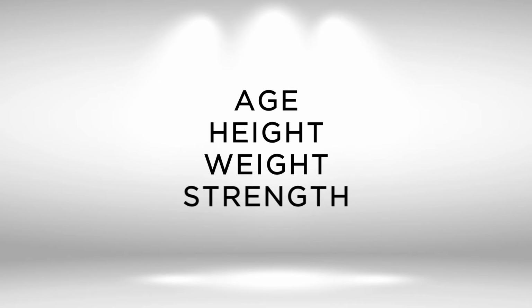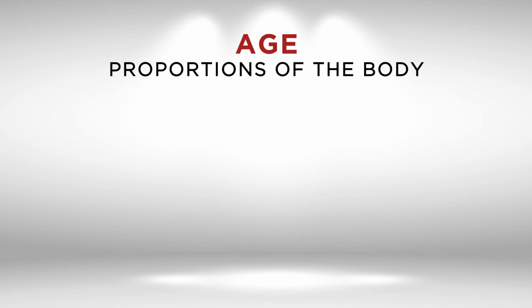Body types can be determined by four easily recognizable elements: age, height, weight, and strength. For the age, you just need to play a bit with the proportions of the body, and the proportion is measured with the number of heads it takes to build a body.